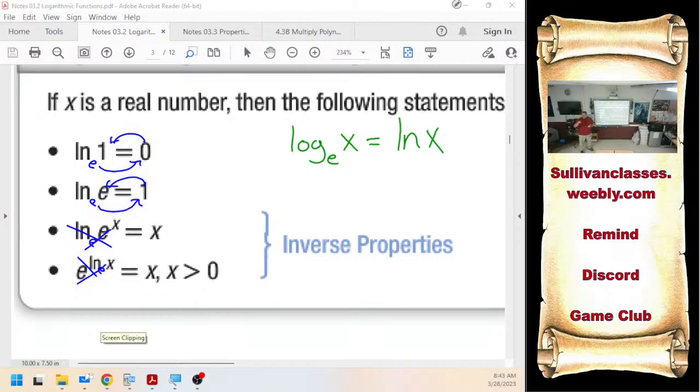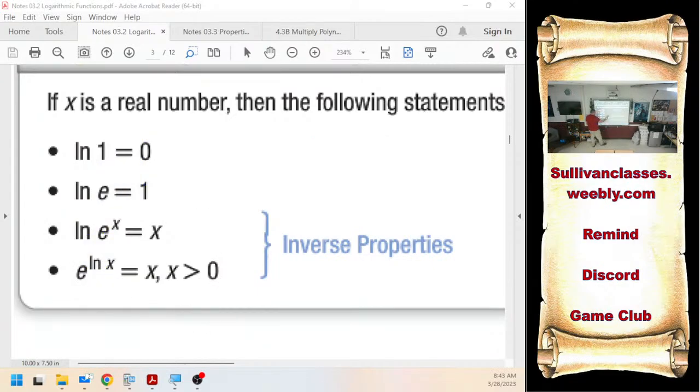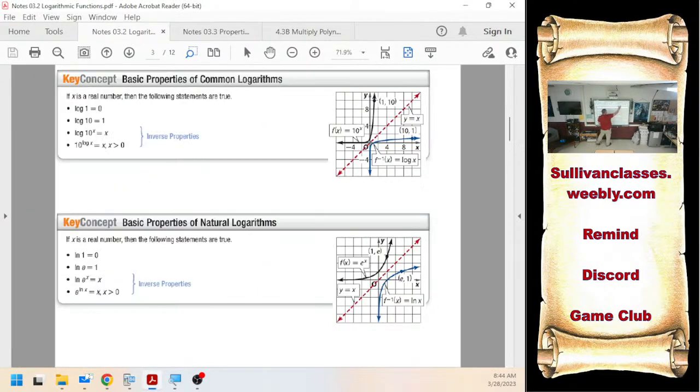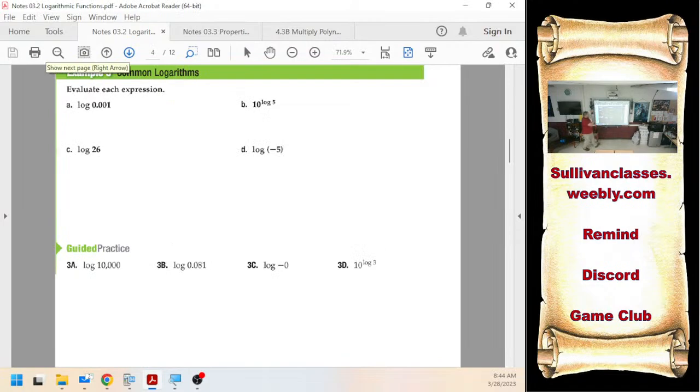Physics? Anyone in physics? Physics will use logarithm base 10 an awful lot, because, remember scientific notation? Decimal times 10 to the power. You're going to have a base 10, so it's very common to use the common log. It's also why you should really take PreCalc before physics. So now they're going to just go the other direction.